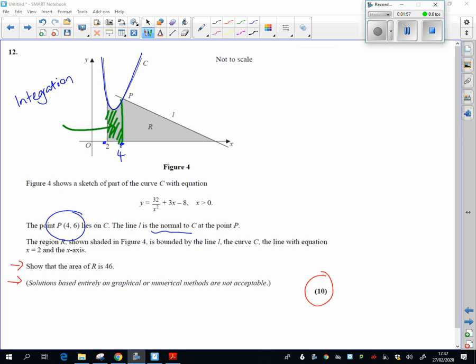Then I've got this area, which I can also get through integration, but I think I would do it just as a triangle. So area of a triangle is half base times height. Well, again, I do know the height of that triangle, because I know the coordinate 4, 6. So I know the height of that triangle is 6. So if I can get the base of that triangle, I'll have everything I need. How can I get the base of that triangle? Well, if I can get that coordinate, then I can take away 4, and I'll have the base of that triangle. So let's try that bit first.